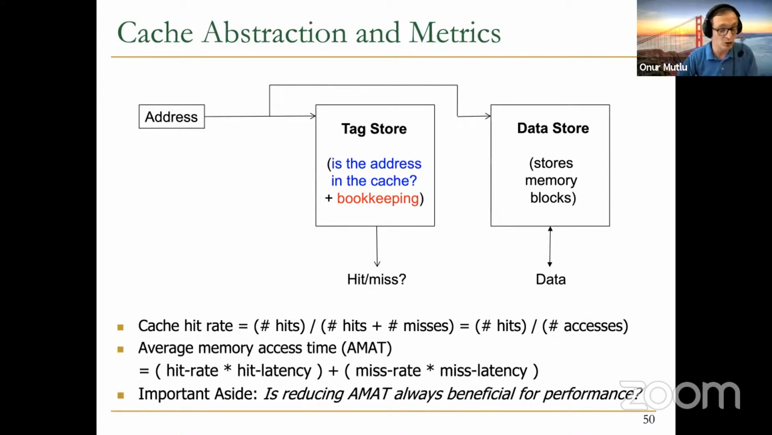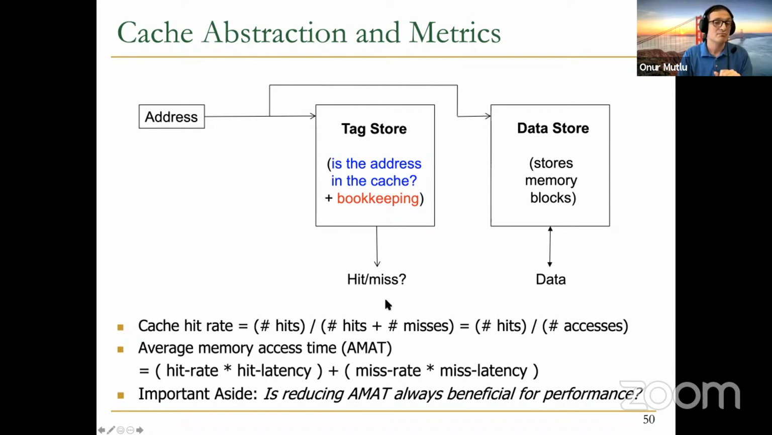But there's an important aside that we're going to cover also, which I should let you know at this point, because it's important. The question is, is reducing average memory access time always beneficial for performance? And this may be something you may want to think about. And the answer is basically no. Reducing average memory access time is good. But as I mentioned in earlier lectures, this is ignoring something important, which is concurrency in the system. So you may have a memory access, and its average memory access latency is, let's say, 100 cycles after all of these equations.